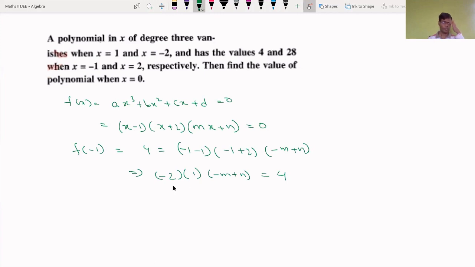So if I just simplify it a little bit, let me multiply with the minus sign. This will give me m minus n and 2 on the other side. So this will give me 2. So this is my first equation.